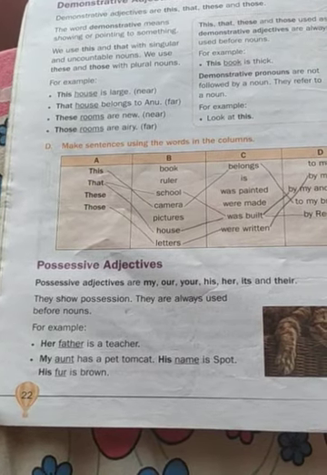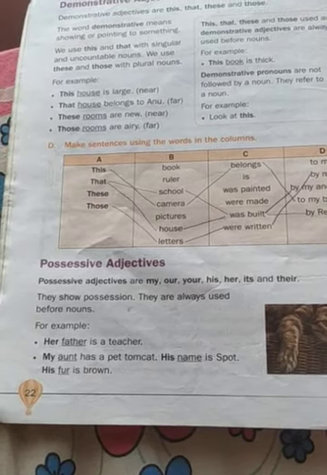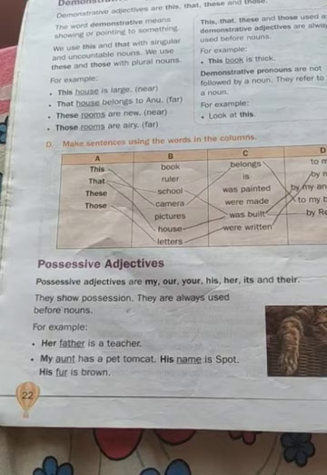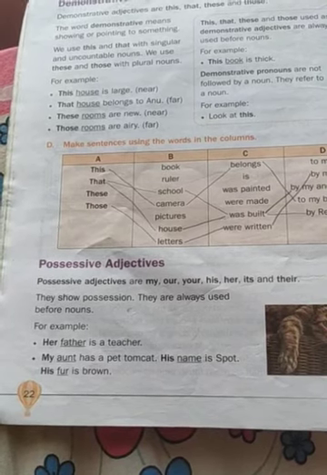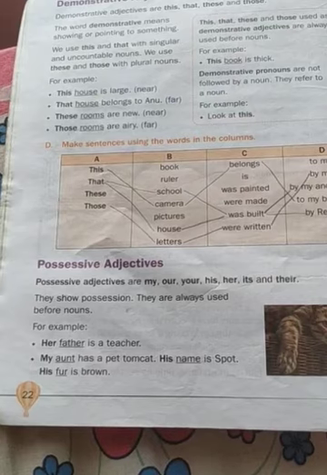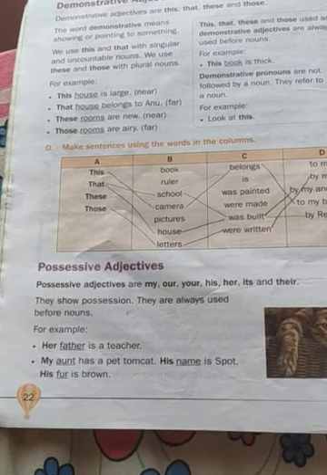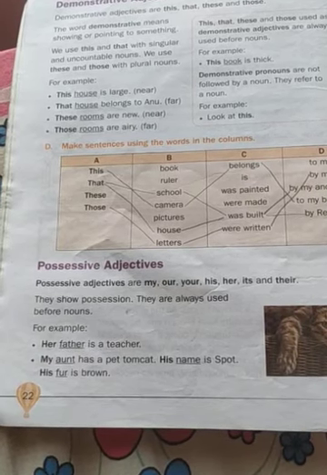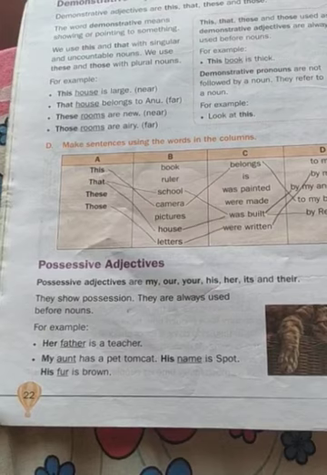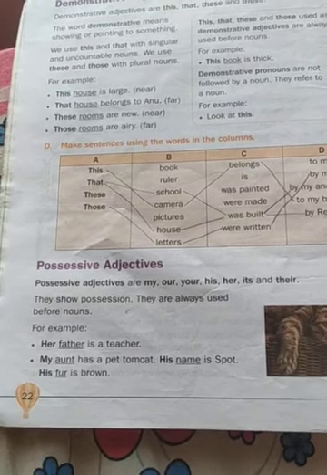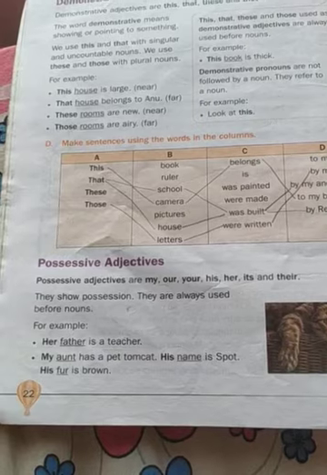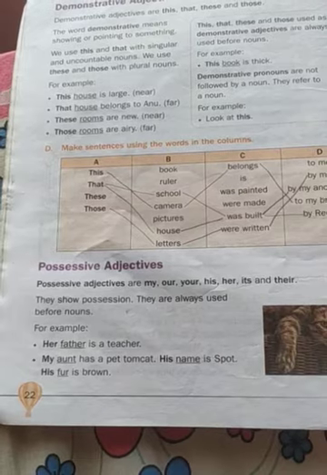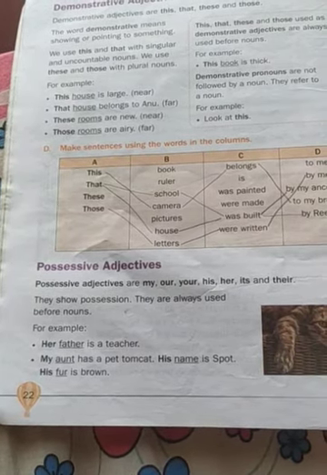For example, her father is a teacher. Here, her is the possessive adjective. My aunt has a pet tomcat. His name is Spot. His fur is brown. Here, my and his are the possessive adjectives. Understood? What are the possessive adjectives? Possessive adjectives are my, our, your, his, her, its and their. They show possession. They are always used before nouns. They are called possessive adjectives.